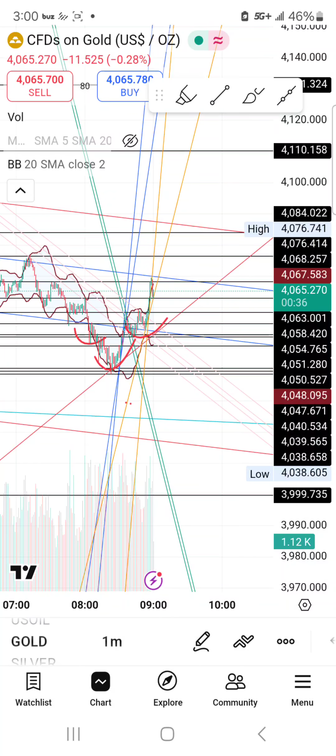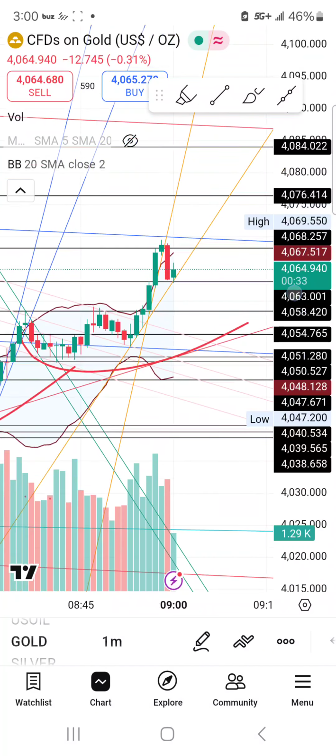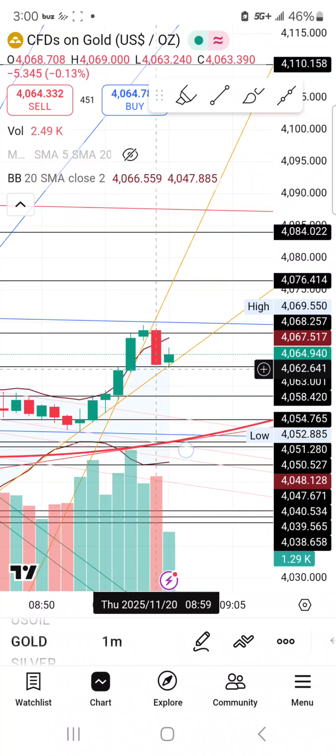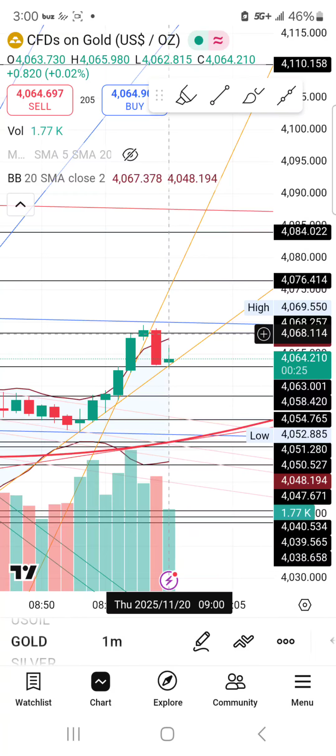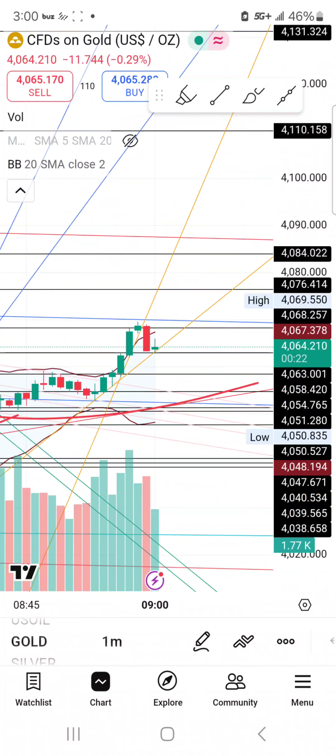Truly, truly. Let's get out of here and look at that. Look at that. The bounce. Well, for those trading, you will find out and you will know what's happening.